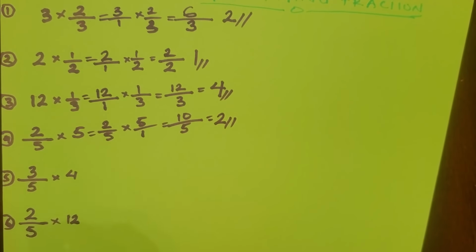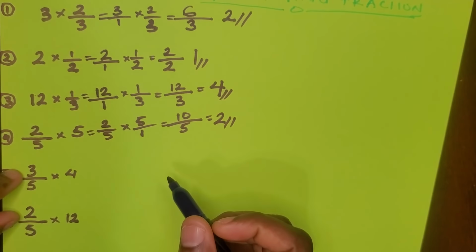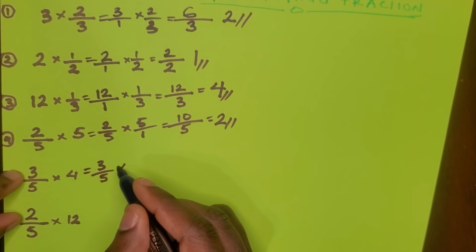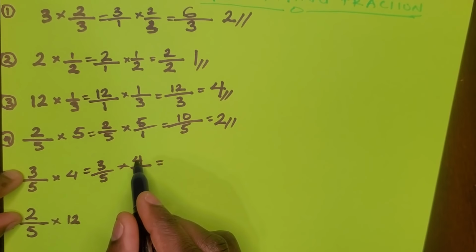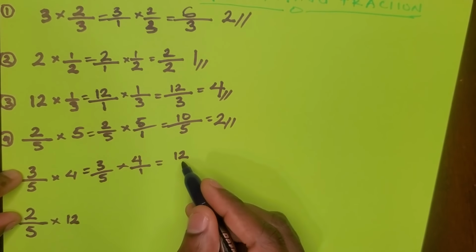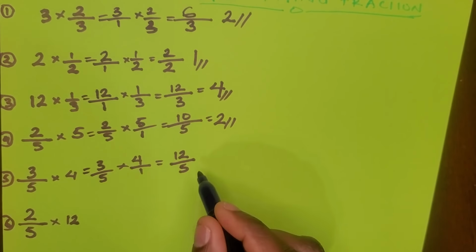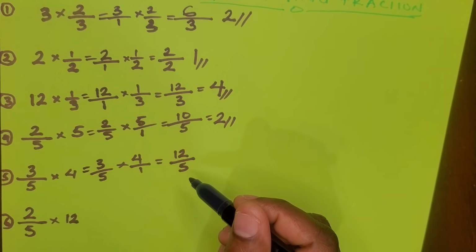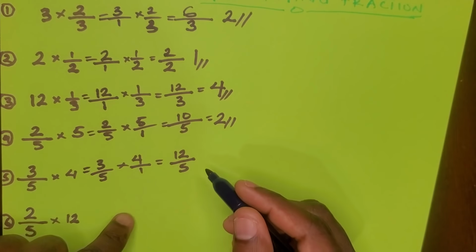Let's go to the next problem. 3/5 times 4. We write our equal sign and rewrite our problem: 3/5 times 4 over 1. The equal: 3 times 4 is 12, and 5 times 1 is 5. So yeah, this is our answer. Can this be reduced to a lowest term? No, this cannot be reduced to a lower term. You just leave it like this. This is the answer.